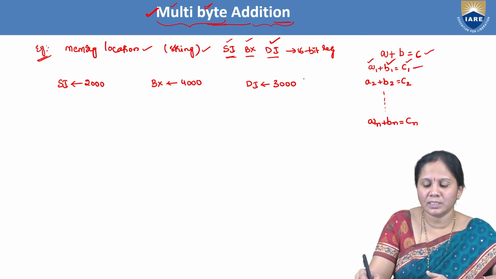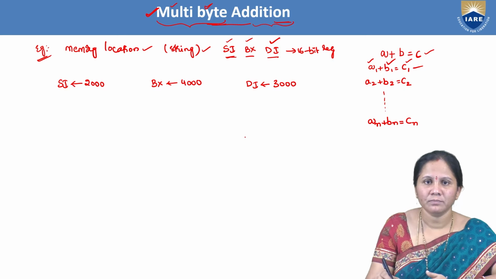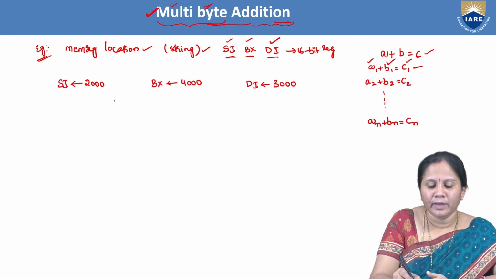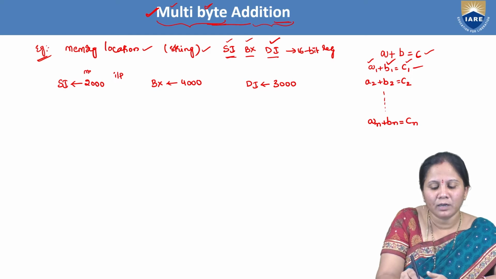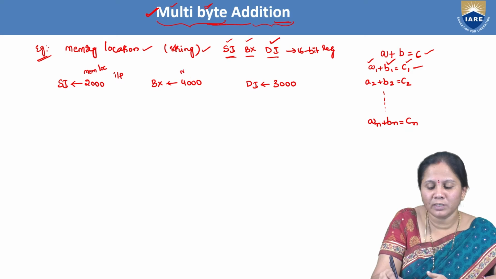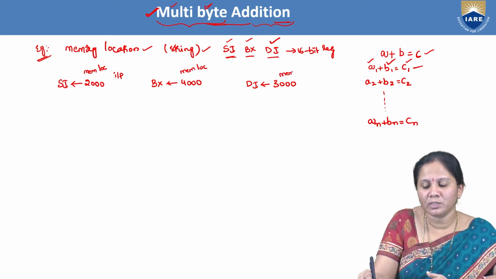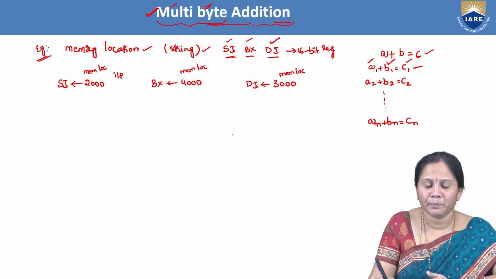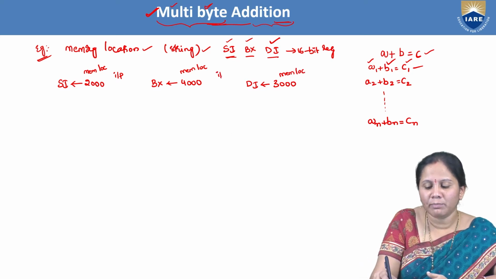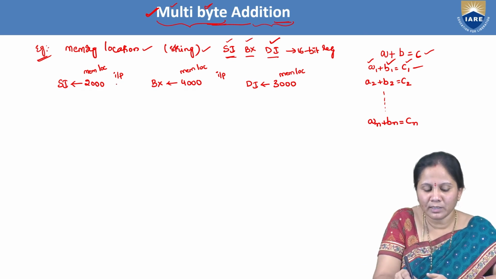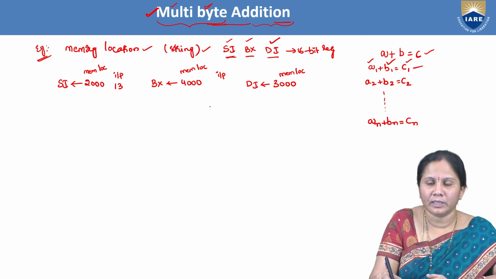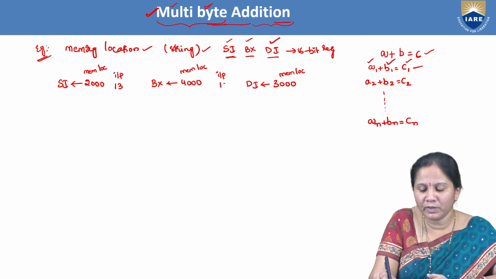Into these registers, 16-bit values will be moved. Here we can consider some data: 2000 is a memory location, 4000 is also a memory location, and 3000 is also a memory location. For all these memory locations, you can give some inputs. For example, consider in 2000 we are giving 13, and in 4000 we are giving 10.